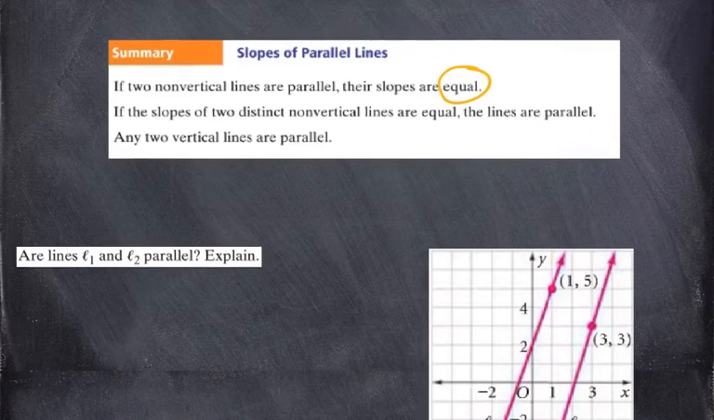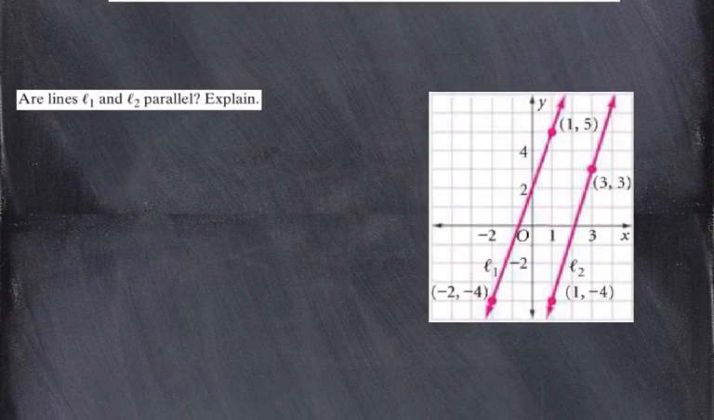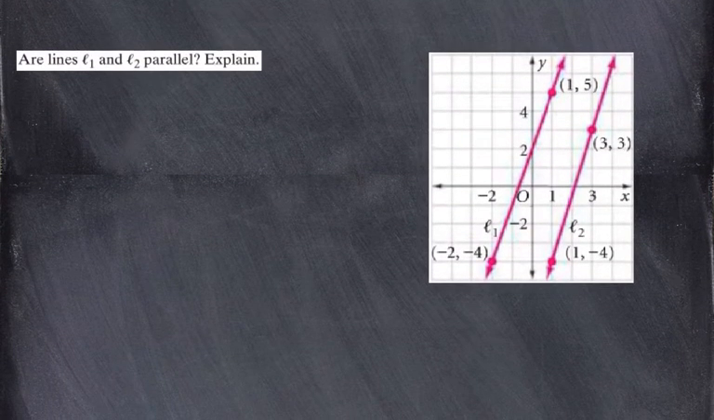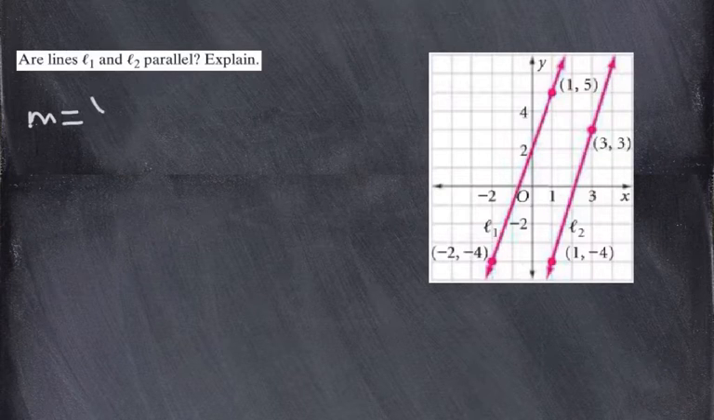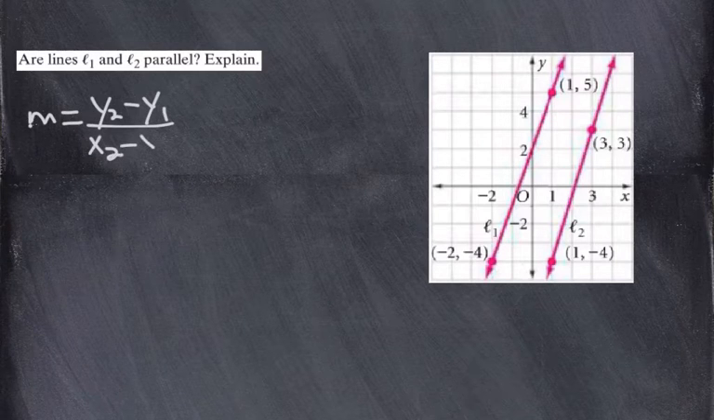Now this first one says, are lines L1 and L2 parallel? And then explain. So we can never go with just looks like. You never want to say, well, it looks parallel, therefore it's parallel. We have to be able to prove ourselves. And the way we do that is by finding the slope. Now don't forget what the slope formula is. So the slope formula, m, is equal to y2 minus y1 over x2 minus x1.